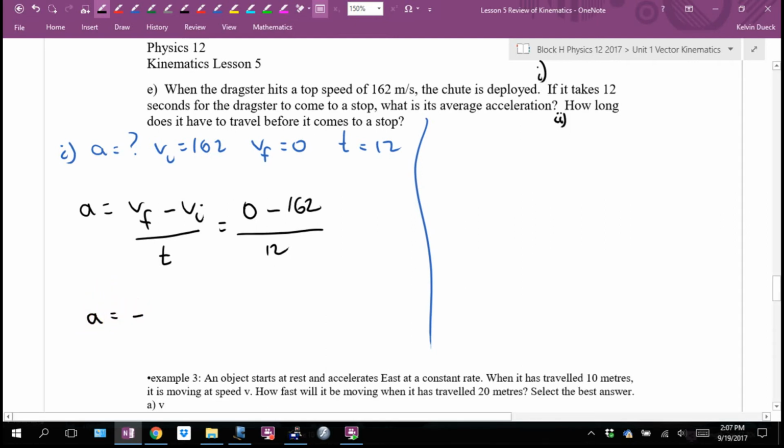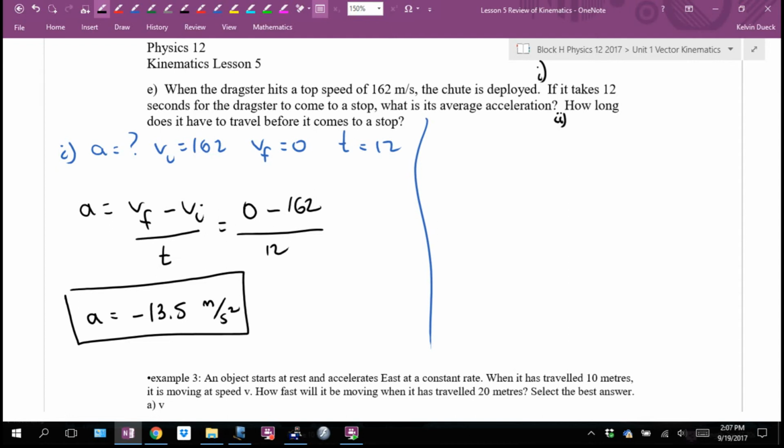What do you get? Negative what? 13.5? Units, Nate? Yeah. Nate, that's about a G and a half, which I think is about right. When you pull the parachute, you do get thrown against your harness a little bit. But it's not like crazy amounts of acceleration, of deceleration. Okay. You all right with that, my friend?